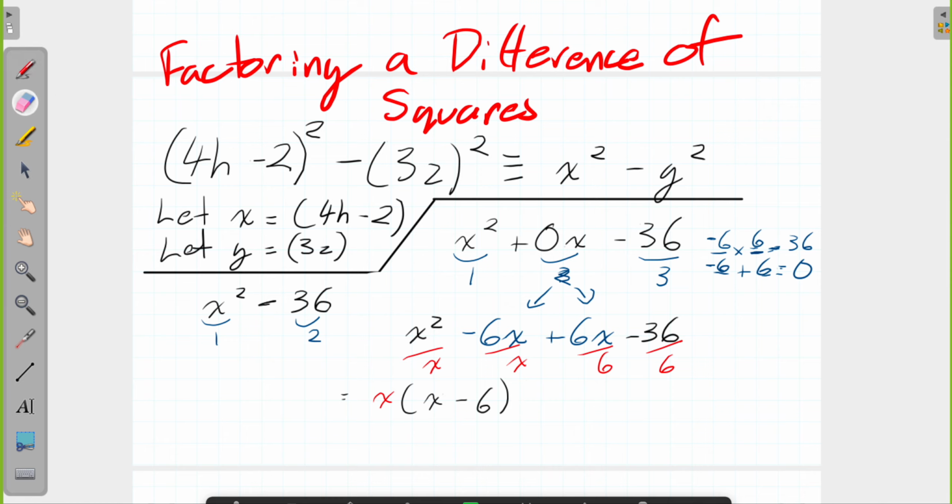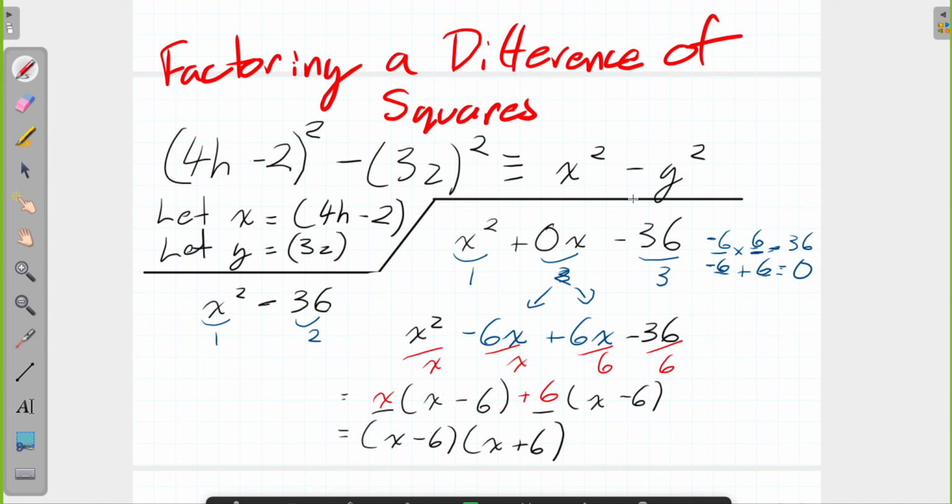And our common factor here was positive 6. So positive 6 comes out. 6x divided by 6 is just x, and negative 36 divided by 6 is negative 6. We do our factor by grouping again. If we're familiar with it, we know we end up with x minus 6, and then whatever's left over is our x plus 6. So in this case, we use decomposition to solve a normal difference of squares.